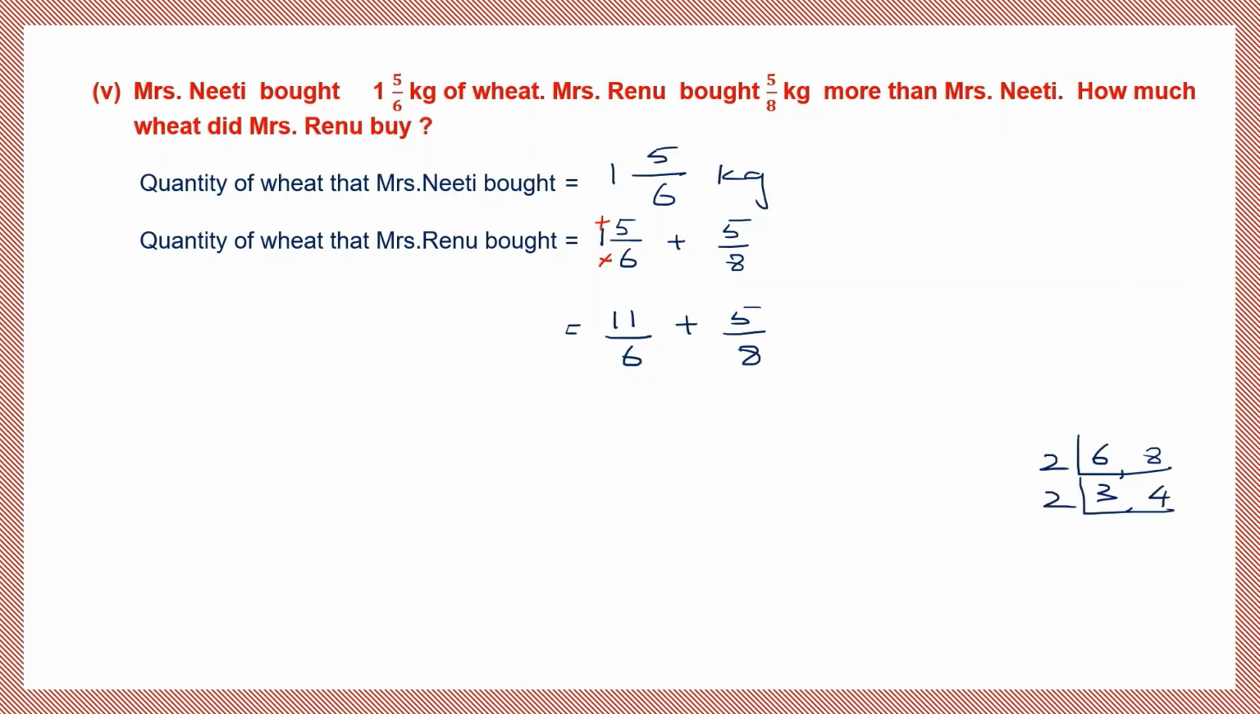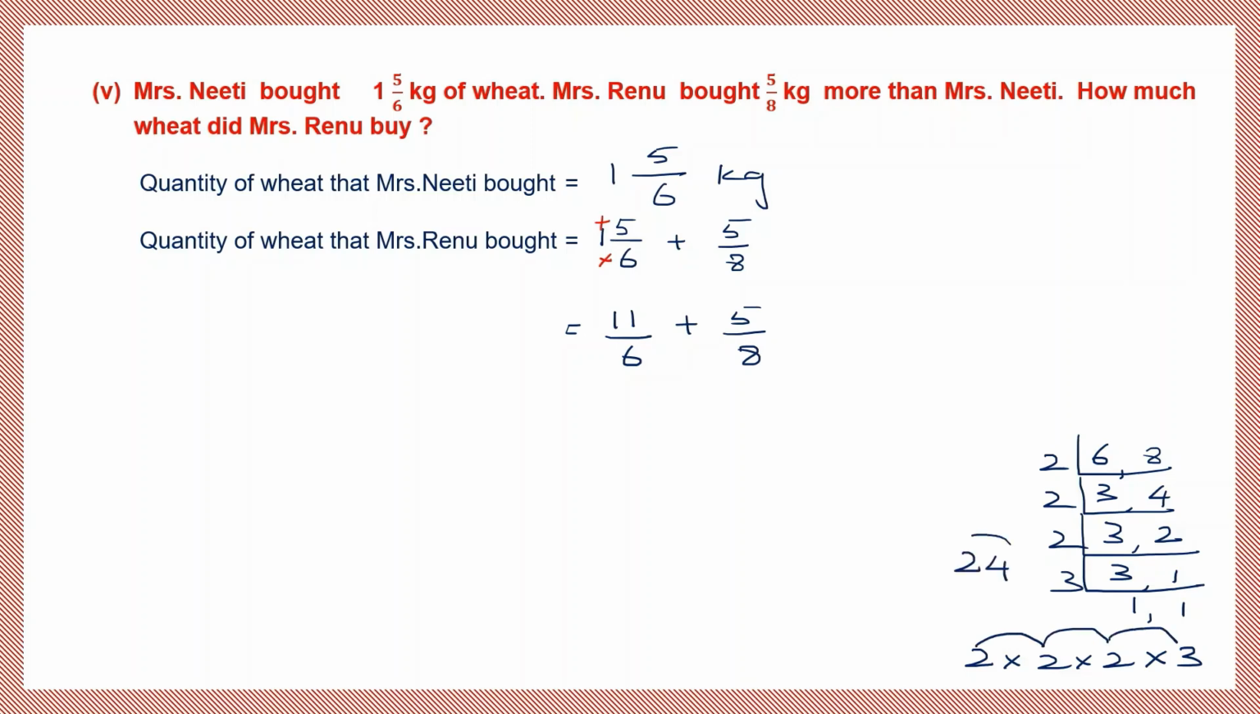Again with 2, 3, 2 2s are 4. We continue 3 and 1 and then 3 we have 1 and 1. So the LCM is 2 into 2 into 2 into 3. 2 2s are 4, 4 2s are 8, 8 3s are 24. So the LCM is 24. So let's use 24 as the LCM now. So this is the common denominator.